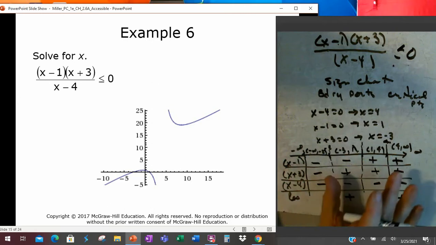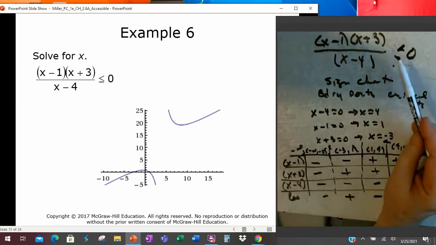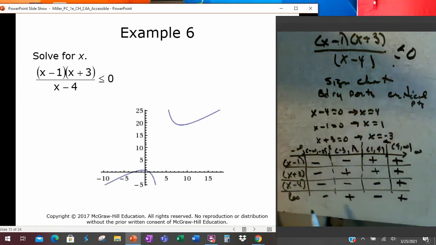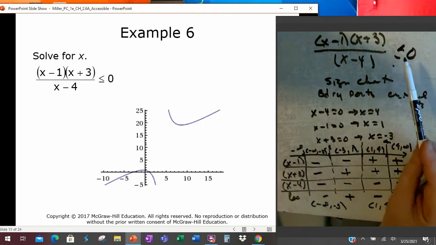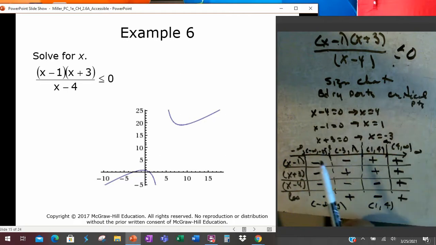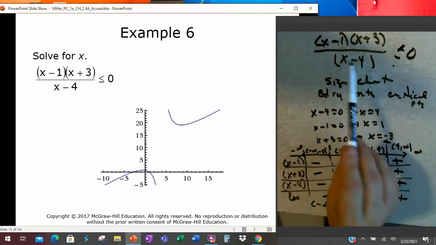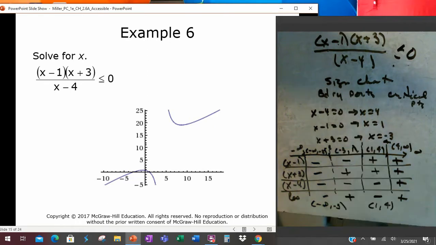Okay, that's why I like doing this. Now just fire away at the answers. Less than or equal to 0, this one. This one. And the only thing I need to do is refresh. Where's this thing equal to 0? I can't include the 4 because that's a vertical asymptote. I never can have the 4. But the 1 and the 3 I do.